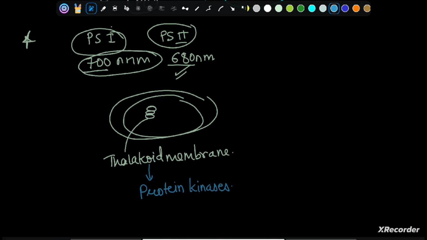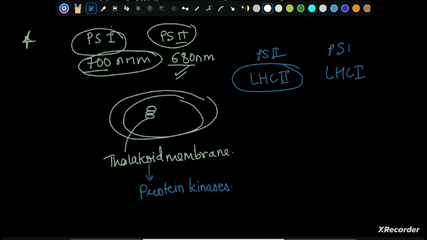These are the kinases that will use ATP for phosphorylation. And what will these protein kinases do about shifting or making the photosystem light absorption efficient? Let's learn about that. The protein kinases phosphorylate a specific threonine residue on LHC2. Now, where is this LHC2 situated? Just remember, PS2 has LHC2, while PS1 has LHC1. That's simple.